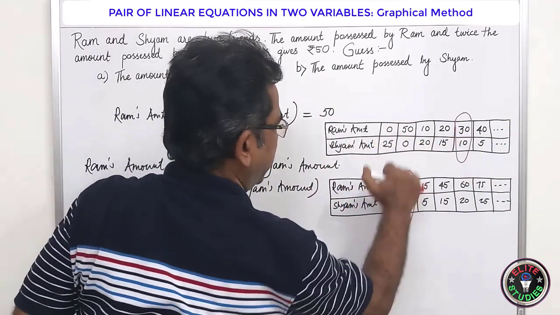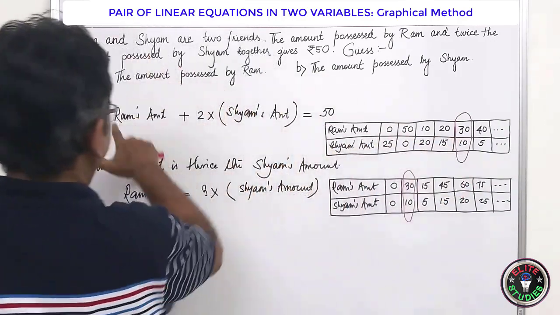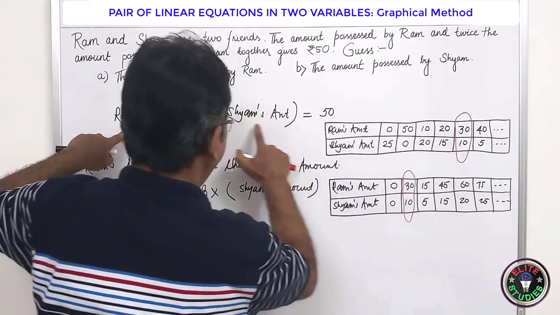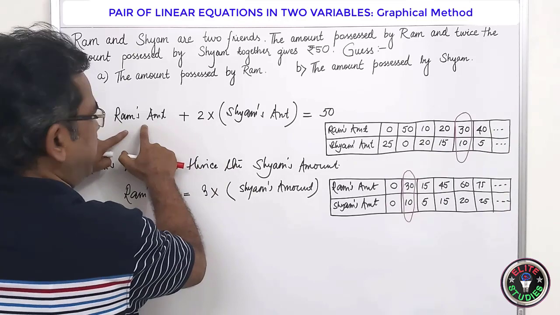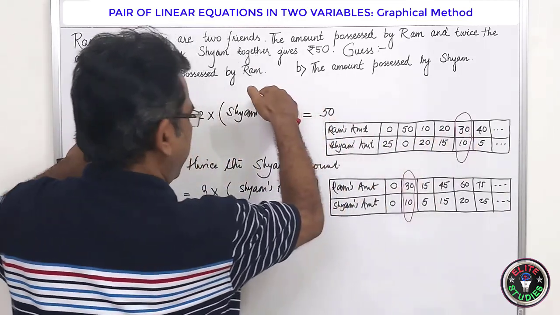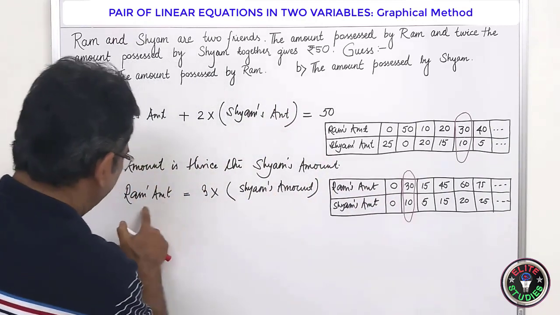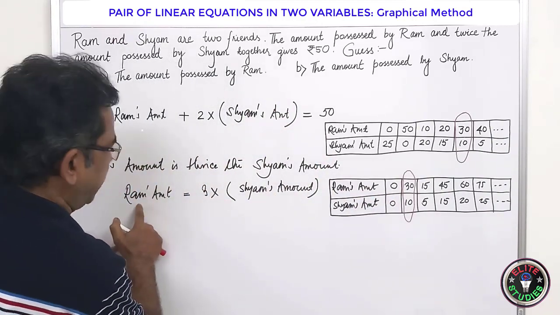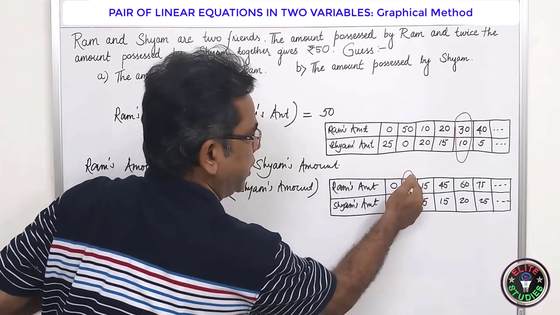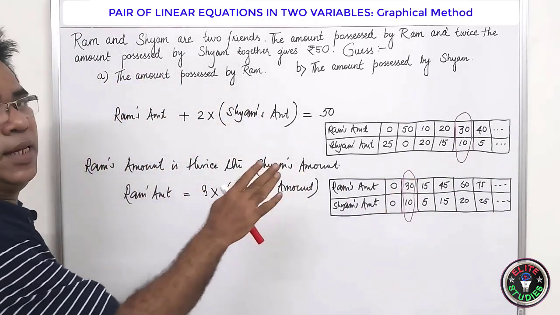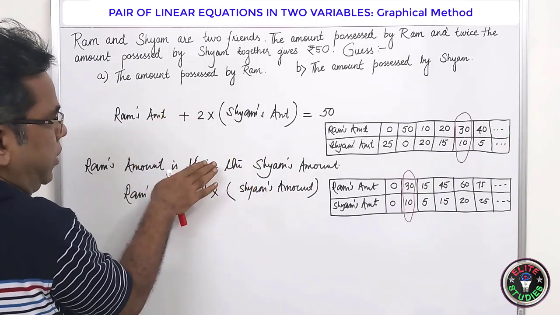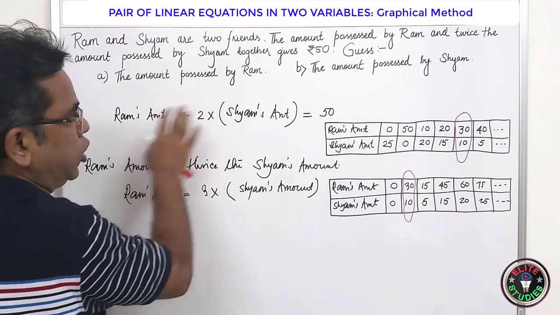Now Ram's amount is 30 and Sam's amount is 10. So Sam's amount is 10, which means 10 into 2, 20, plus 30, 50. This condition is satisfied here. Here, Ram's amount is thrice Sam's amount. So you see, thrice of Sam's amount, 3 into 10, is 30. So here lies the meaning of a pair of linear equations in two variables.